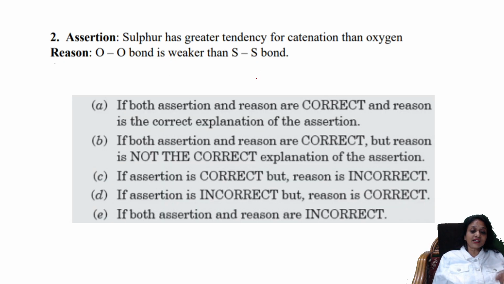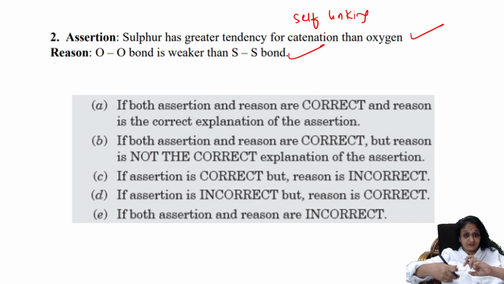Sulfur has a greater tendency for catenation. Oxygen bond is weaker than sulfur bond. Remember, sulfur has greater tendency. Catenation is nothing but self-linking. Now here the bond is weaker. When the bond is weaker, what happens automatically? It tries to link.